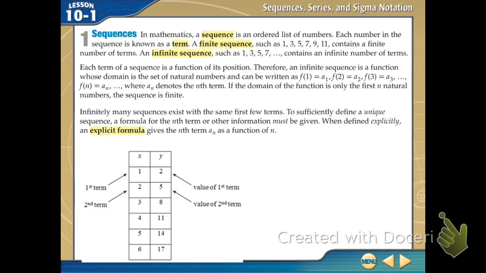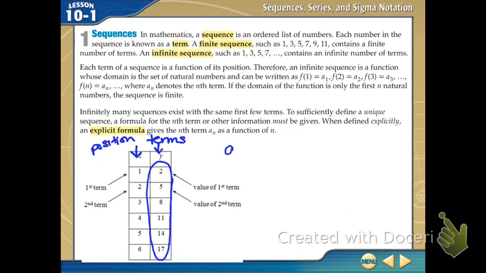So a sequence is just a list of numbers, and the items in that list are called the terms. These are the terms, and this is their place in the list, the position. We can have finite sequences that have a set number of numbers, or infinite sequences that have an infinite number of terms in them. Generally, we want to write a rule or a formula that can predict how to find the term.